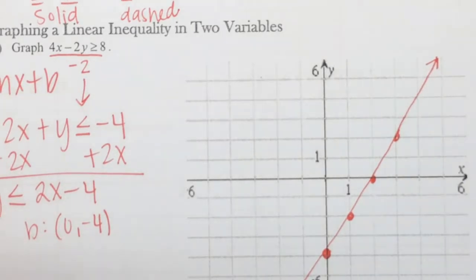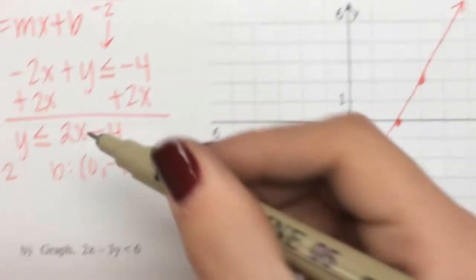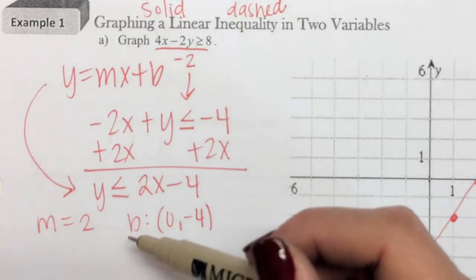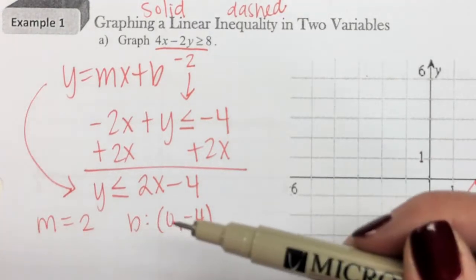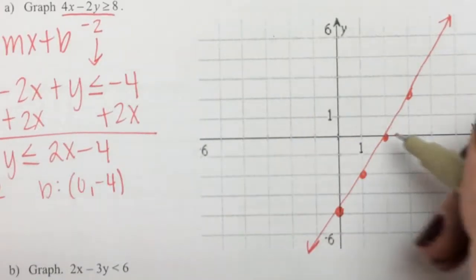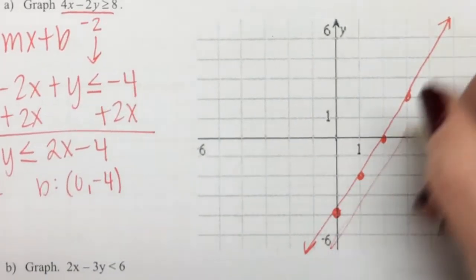And now for inequalities, you have to check if it's going to be shaded above or below the line. And that's determined by our inequality, but not of the original when it's in slope-intercept form. It says below. So which side is below the line? The one without the origin. This is below the line, so that's where we'll shade.